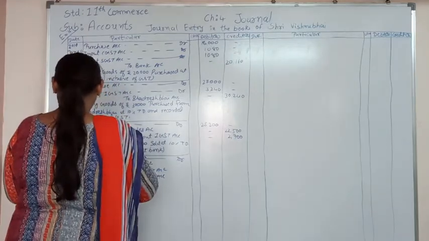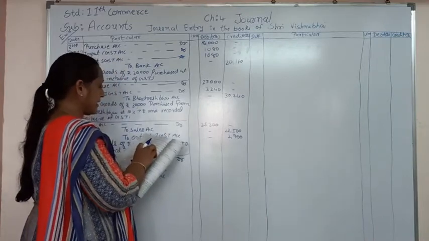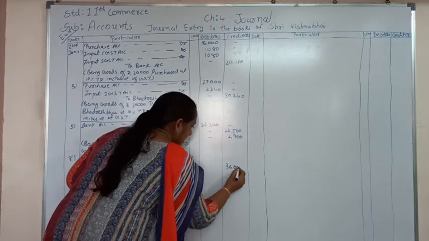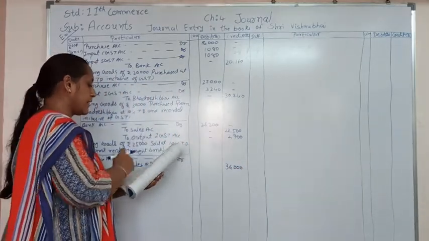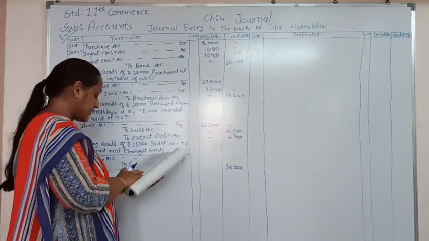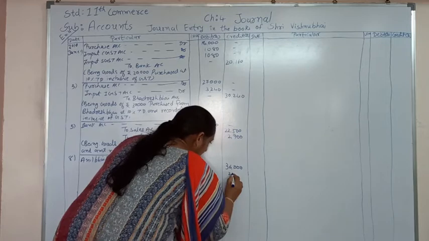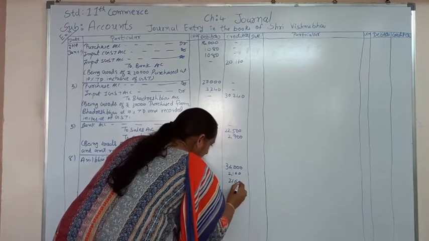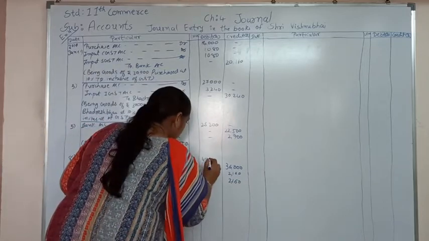And here we have sold the goods of rupees 40,000 at 10% trade discount. So that will be 36,000, and on 36,000 we are going to calculate 6% CGST and SGST. So 6% of 36,000 is 2,160, and the total of that will be 40,320.